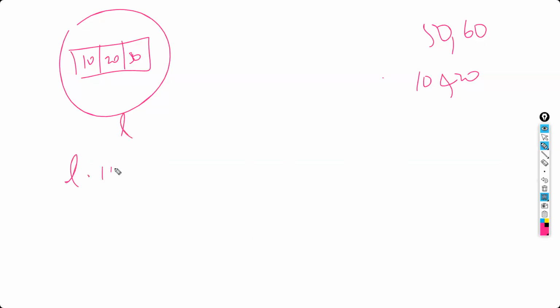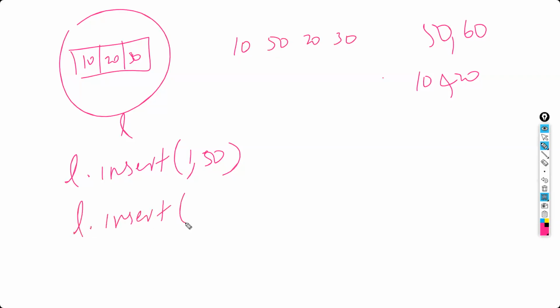First, I'm going to take L dot insert of 1. Means in the index position 1, I want to fill in 50. Now what happens? It is going to add here 10, 50, 20, 30. Completed? Now I'm going to use L dot insert in the second position, I want to add the 60. Now what happens? It is going to give 10, 50, 60, 20, 30.